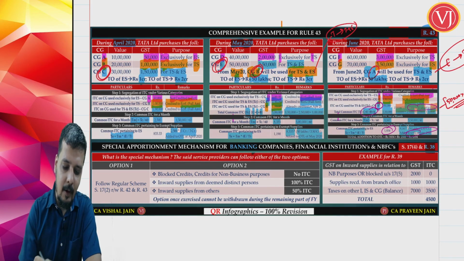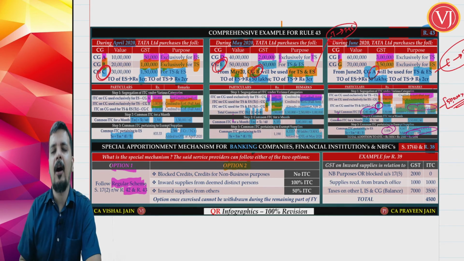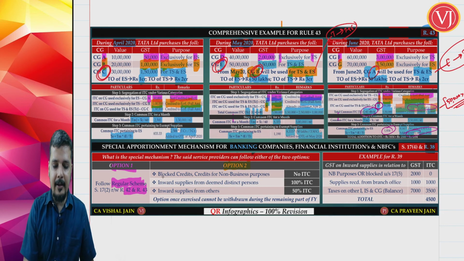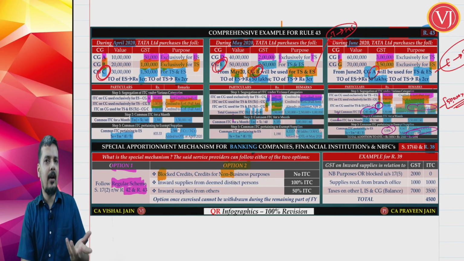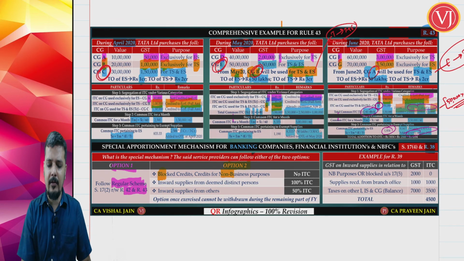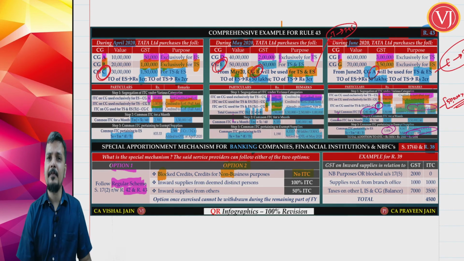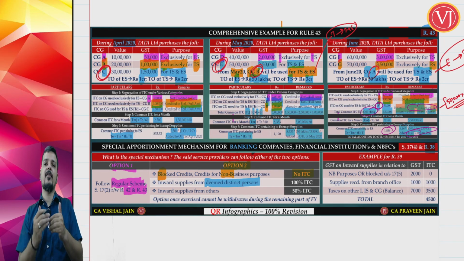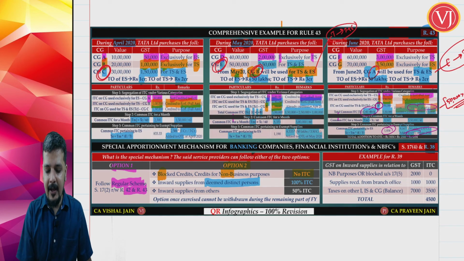Right. So banks, what they can do? Option 1, go for the regular scheme 42, 43. Option 2, go for a very simple rule, that is rule 38. How is it very simple? It is simplest to the core. How? If there are certain credits which are under blocked category or non-business purposes, you cannot get credit even in 42, 43. Here also there is no credit, 0 credit. But if you are talking about branch to branch transfer, one branch of a bank giving services to another branch of the same bank, then you can take 100% credit.